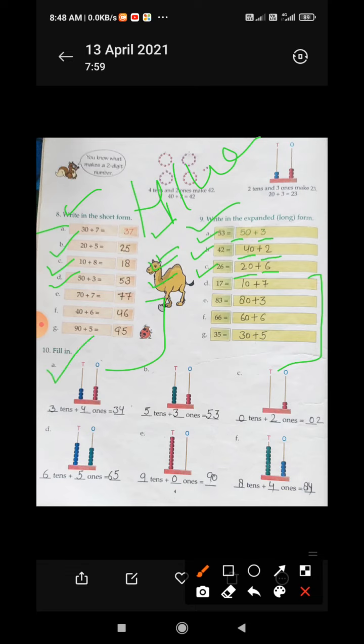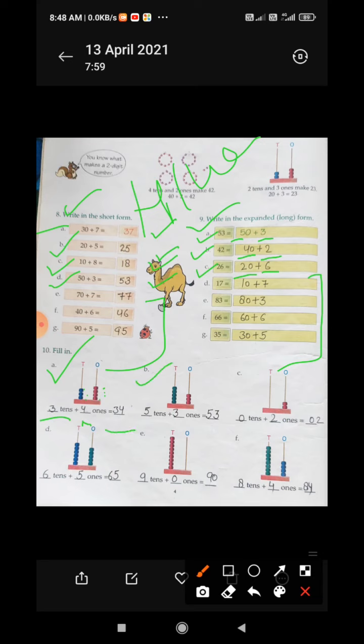Now question 10, fill in. Now you can see here in abacus in tens side, how many beads are there? Count 1 2 3. Write here 3 tens. Now on ones side how many are there? 1 2 3 4. Write here 4. 3 tens plus 4 ones is 34.